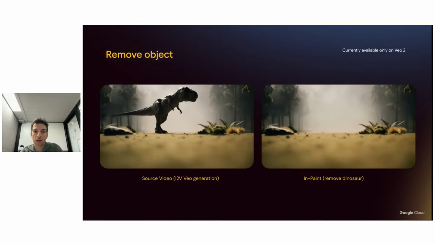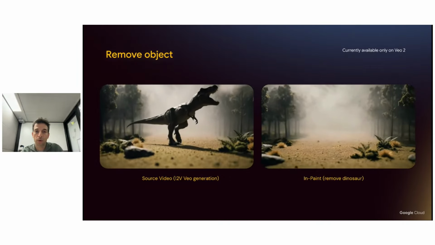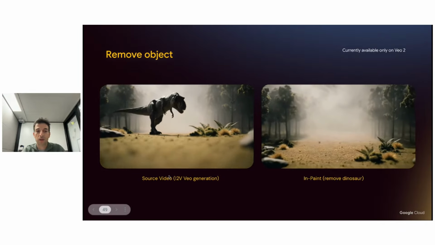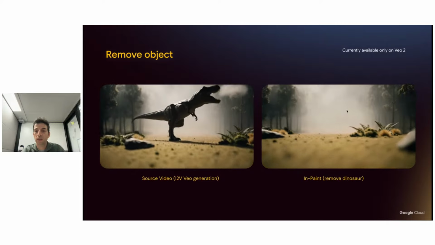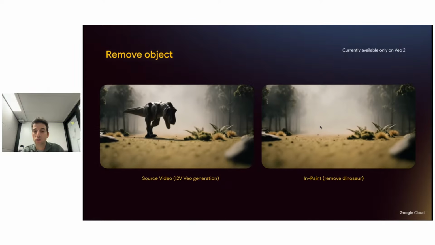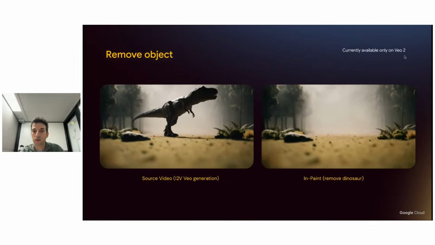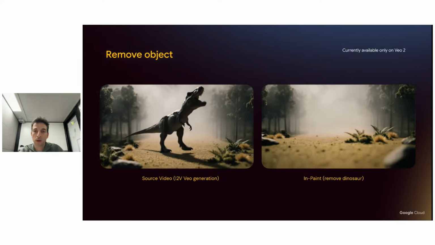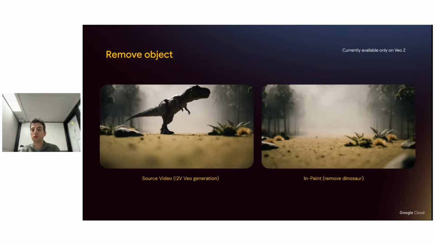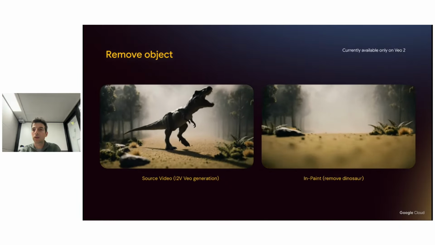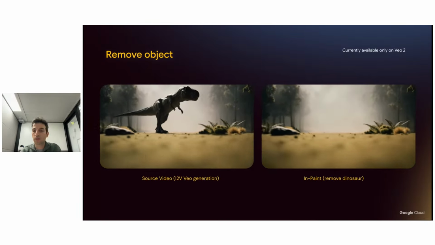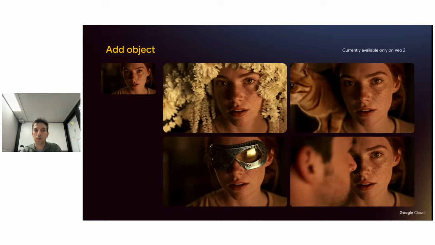Now, removing objects. This is a super, super powerful technique. You can see here, we have a source video and we in-painted it to remove the actual dinosaur. This is supported currently on only Veo 2, but you can chain models together, right? So, for example, if the user provided the video, or you created something with Veo 3 that you like, but you want to only remove a specific item, this is a great way to do it.